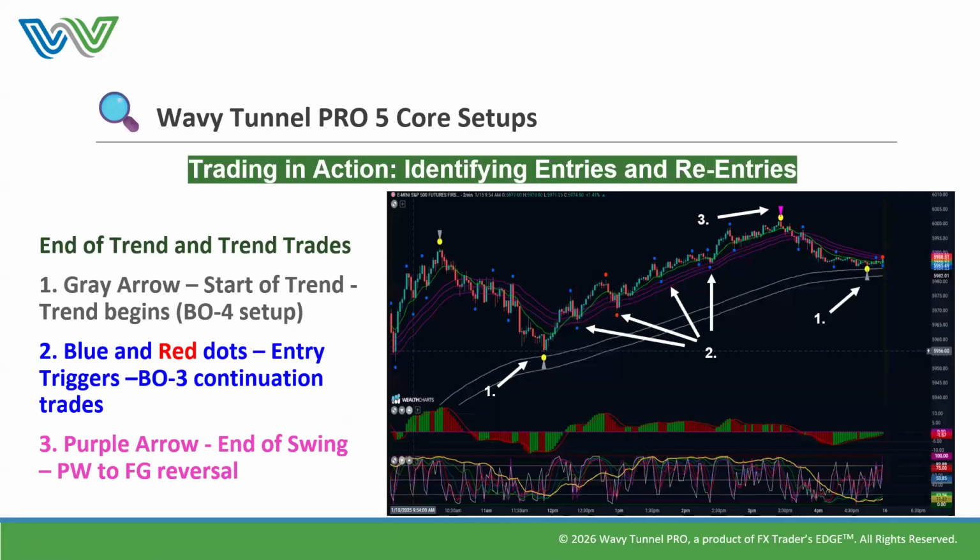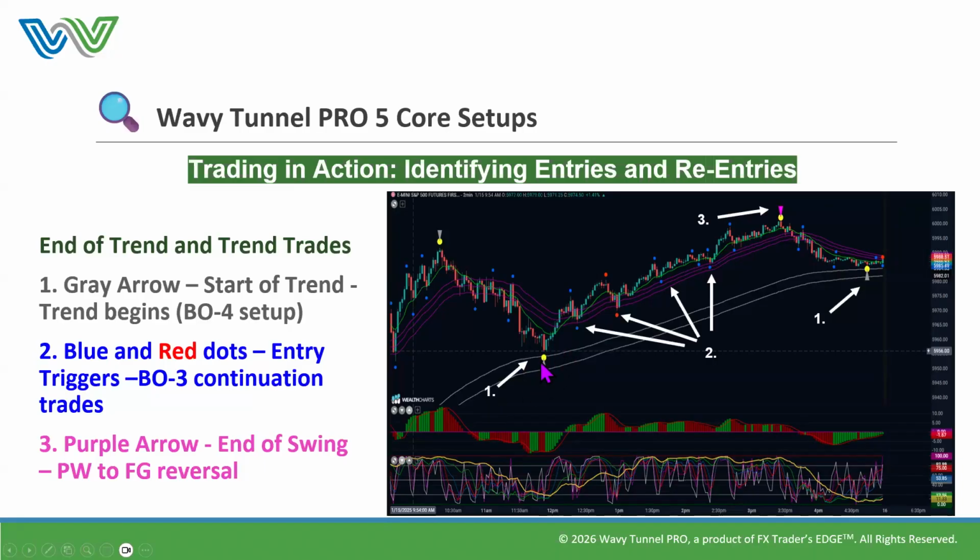And let's just look at this chart just to summarize again. So the gray arrow shows where the trend begins. Okay, it's the start of the trend. This is the breakout 4 setup.